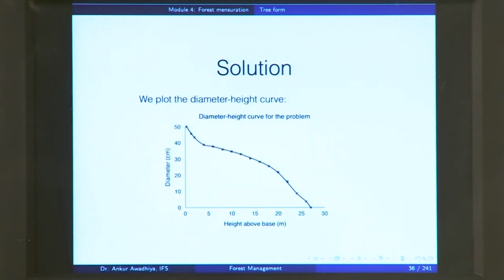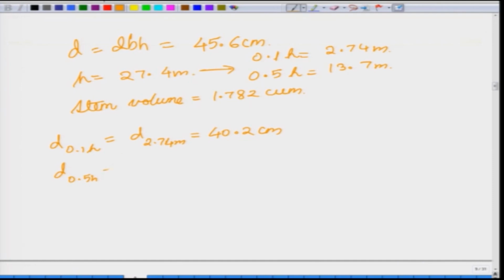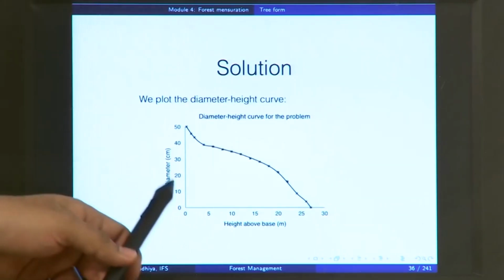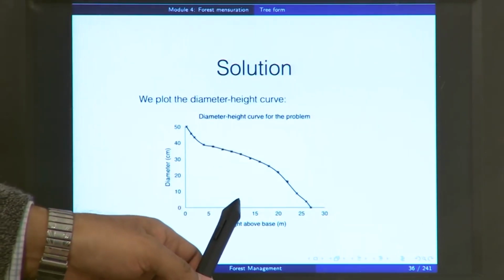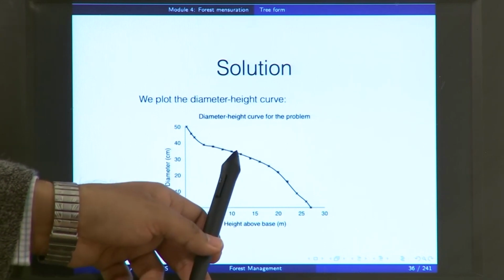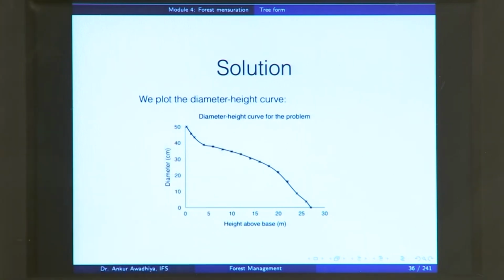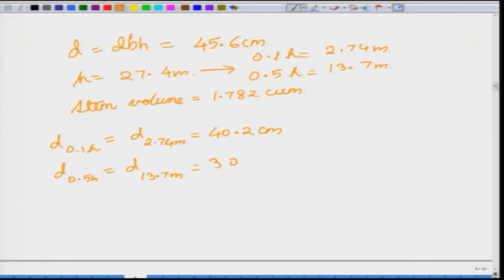Now, the diameter at 0.5 h is equal to the diameter at 13.7 meters. What is the diameter at 13.7 meters? So, you take this point 13.7 meters, draw a straight line, and this is the diameter that you will get. In this case it comes out to be 30.7 centimeters, and the diameter at breast height we already know. So, what is the form quotient?